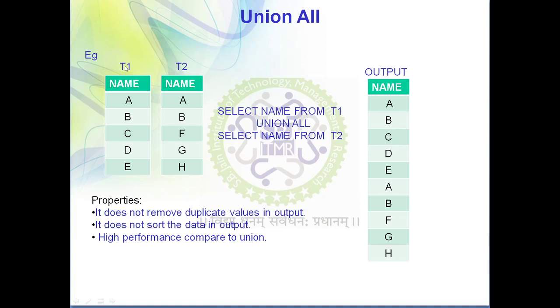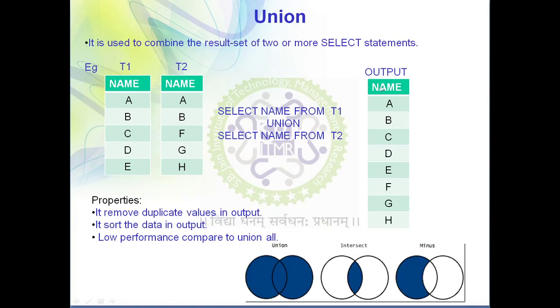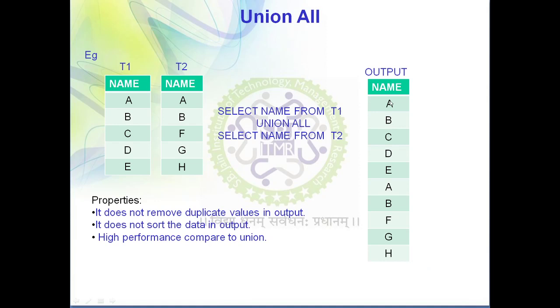So just as I told you the difference between union and union all, again here we'll discuss the same example. Again I have tables T1 and T2, and now instead of applying union I'm going to apply the union all operator. So what change will be there in the output? In the previous case, in union, I got the output A, B, C, D, E, F, G, H. So in this case A and B is repeated, which is removed. But in case of union all, you can see that A, B, C, D, E, A, B, F, G, H.